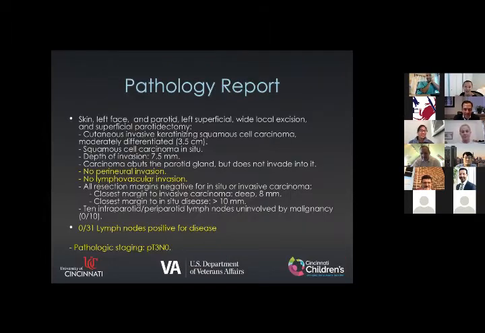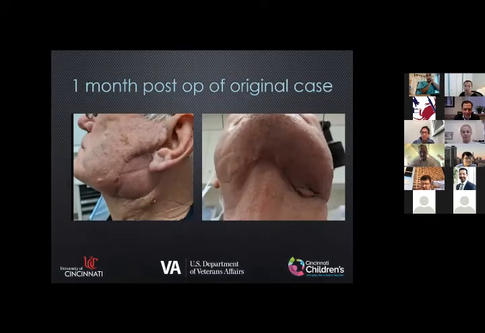All right, so the pathology report, we have 1 minute left. No perineural invasion, no lymphovascular invasion. All the nodes were negative. So it was a pT3N0, presented at our multidisciplinary tumor board. Talked to radiation oncology, but we decided to watch him, and he did great. So this is the original patient, 1 month post-op. There's some pin cushioning with the submental.